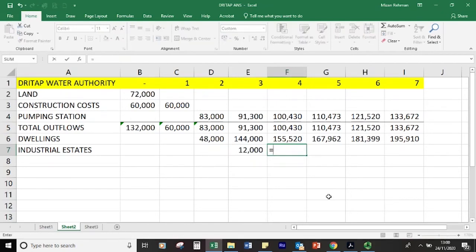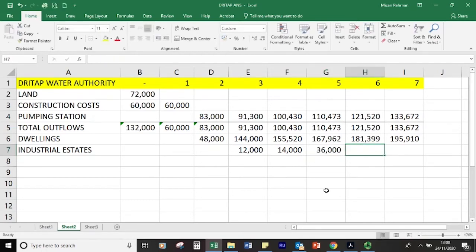Then in year 4 we have 3.5, so 3,500,000 times 0.004, and then we have 9 million gallons afterwards. So 9 million, 1 2 3 4 5 6, into 0.004. No annual increase in this case, so it will continue at 36,000 thereafter. So we have outlined all of our cash flows now.